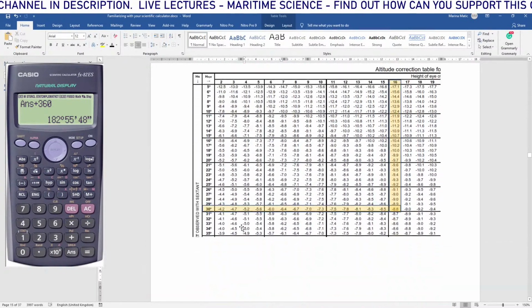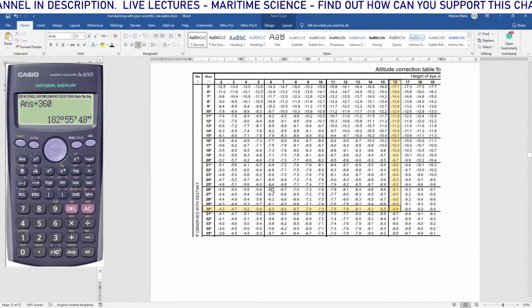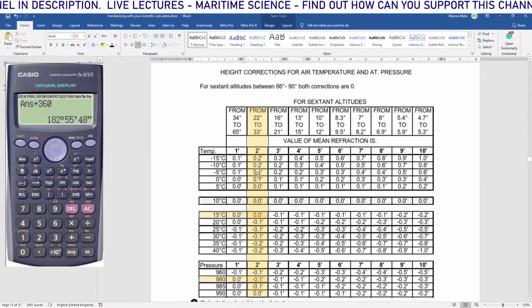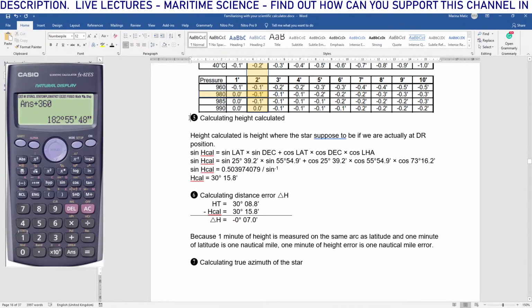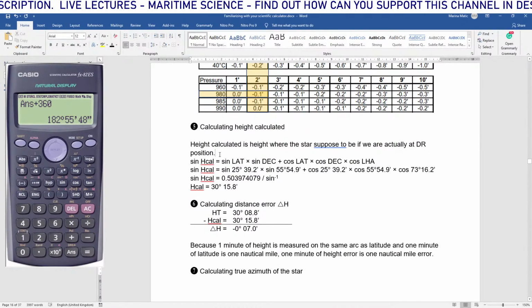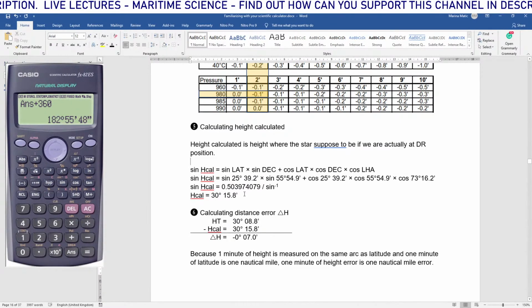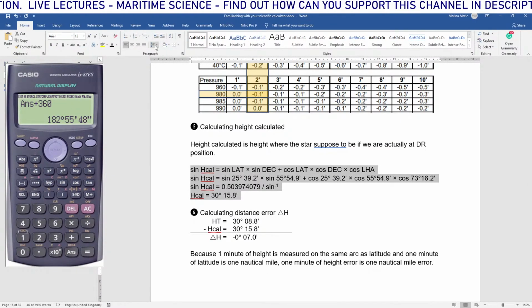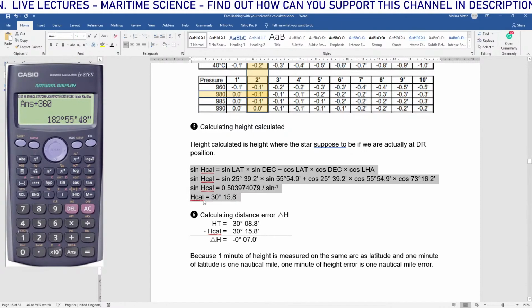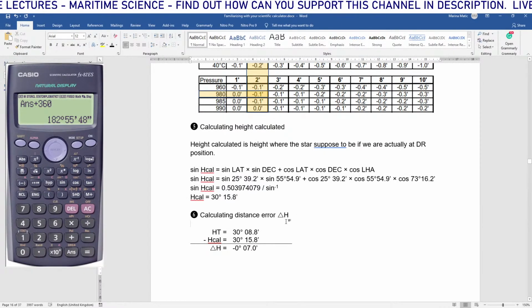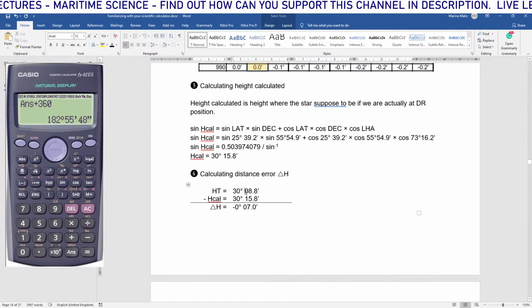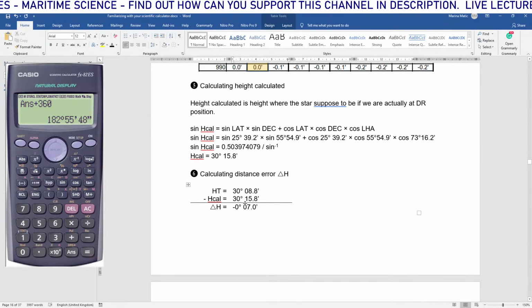And we use tables to get the corrections. And after we corrected the height, we have to calculate the height. And this value is actually where the object that we observed is supposed to be if we are on our DR position. If we are not on the DR position, then we're going to get an error between the true, so measured height, and calculated height. And that error is in nautical miles.